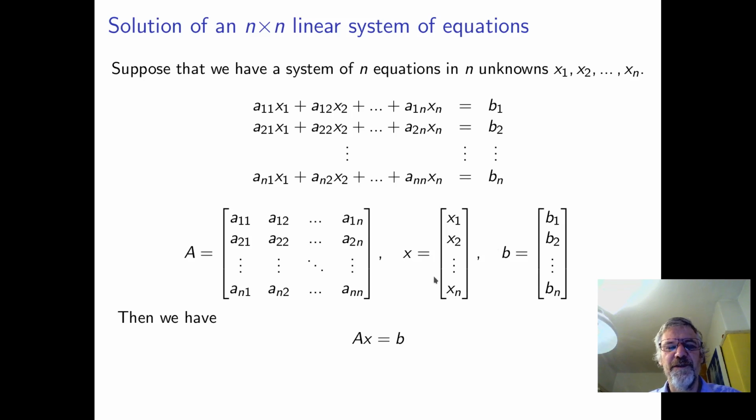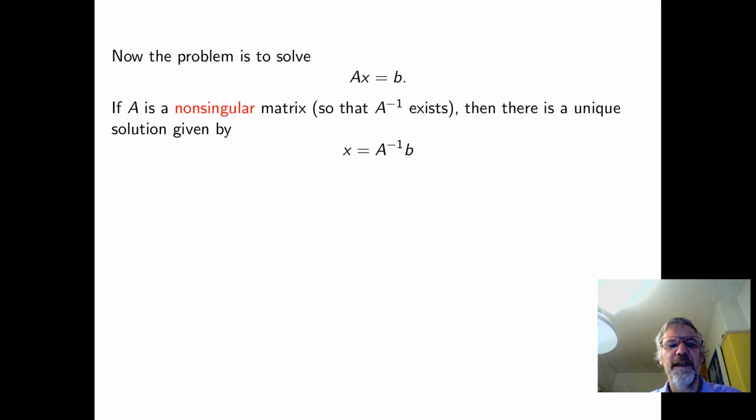N equations in n unknowns. And then we have to solve Ax equals b, and as long as the matrix A is non-singular, you can just use A inverse, and x is A inverse b. So as long as you know the inverse, you're sorted for any kind of right-hand side that you want to put in b.